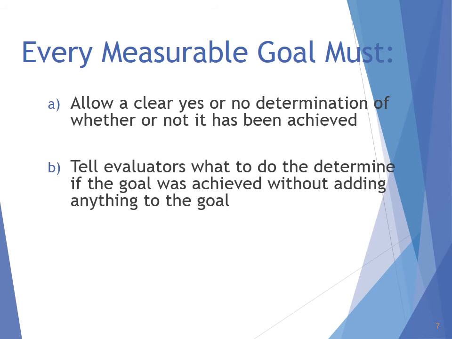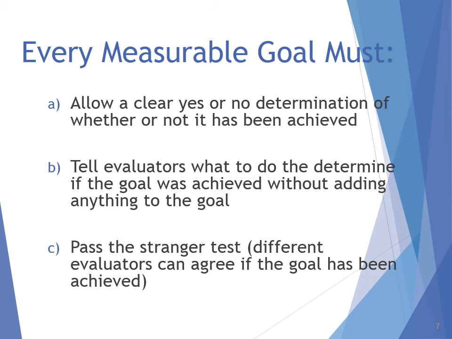It needs to tell evaluators what to do to determine if the goal is achieved without adding anything to the goal. And finally, it must pass the stranger test. Different evaluators can agree if the goal has been achieved.